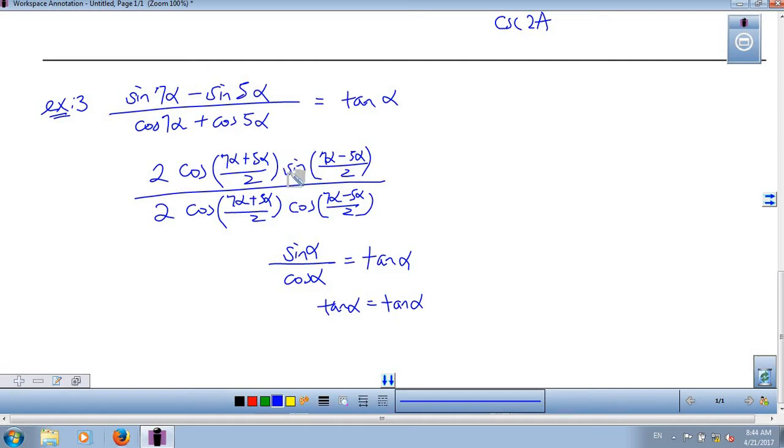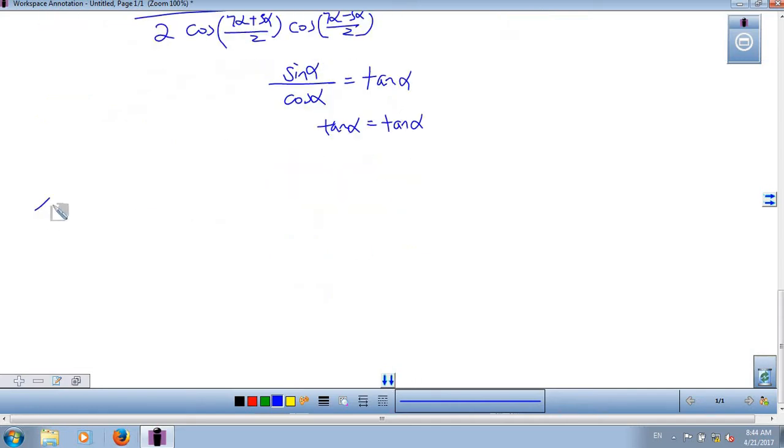I'm sorry, I keep saying the wrong thing here. Now there are other examples. Let me go ahead and show you another example using the formulas that we have learned.